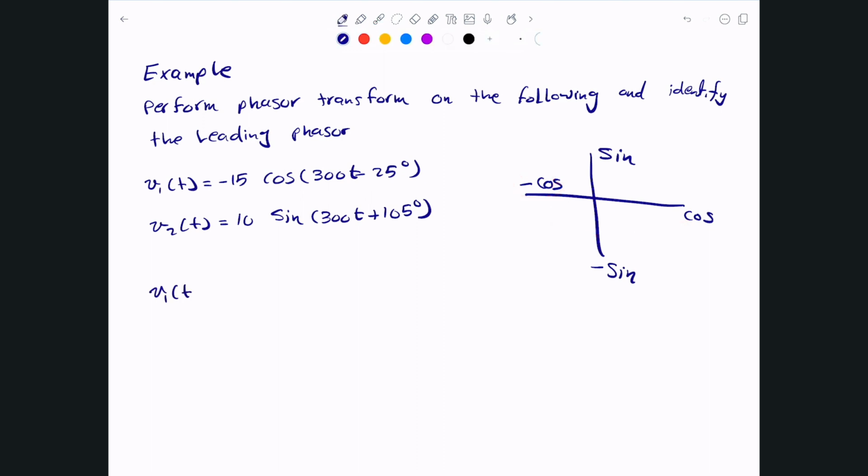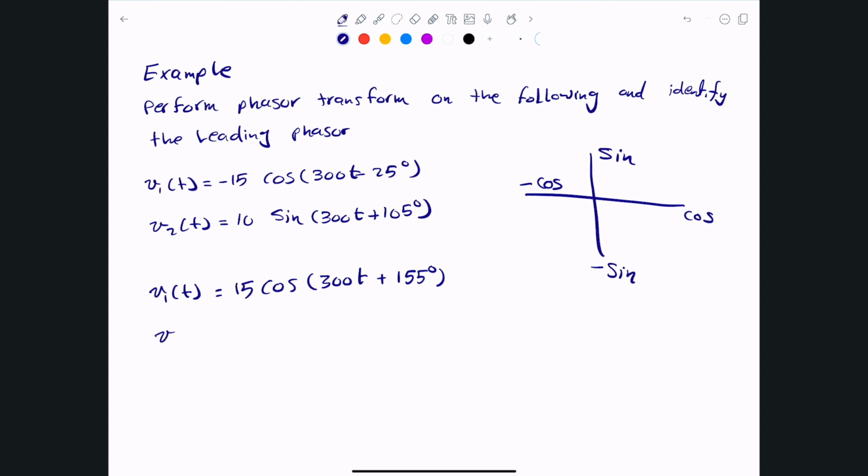So V1 of t is simply 15 cosine 300t, and I'll add the 180 degrees, okay? Together, 180 minus 25 is 155 degrees. So let me just write it in here to save a little bit of space. That will become positive 155 degrees. That's what it is. All right, what about the other phasor?